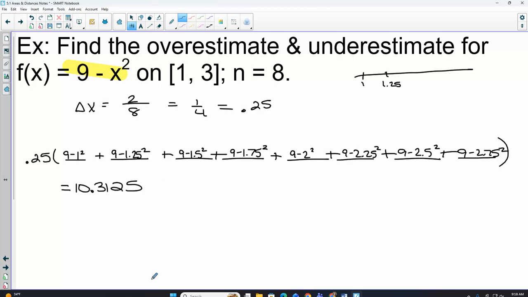So that's 10.3125. I don't know yet if this is an over or an underestimate. We could call it a left-hand sum. I got it by doing the left-hand endpoint.